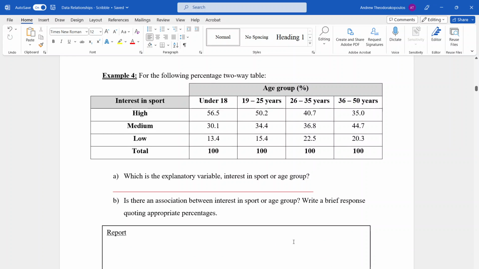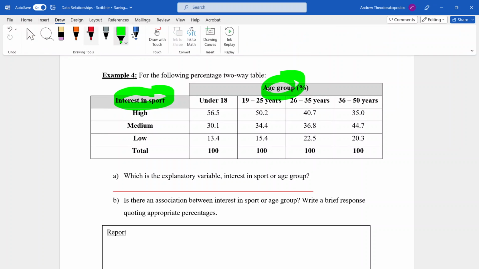Alright, example 4. For the following percentage two-way table, so this is already put in percentages, we want to answer three more questions. Firstly, what is the explanatory variable? Is it age group or is it interest in sport? Now remembering the one that goes downwards, the ages here are the explanatory variable. EV equals age.